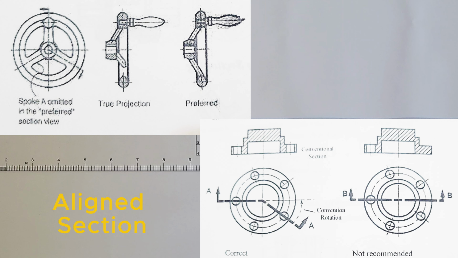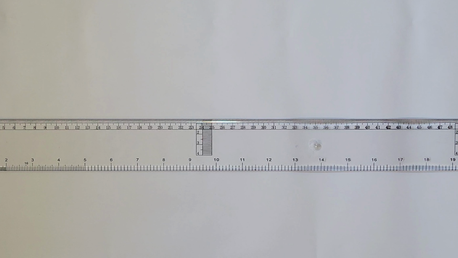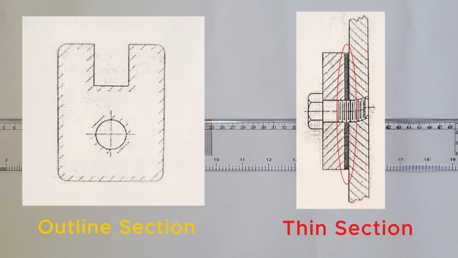Aligned section. When objects like wheels or spokes are cut, we sometimes rotate features into the plane to make them easier to show in true shape. This is called an aligned section. Outline and thin sections. Sometimes only the outline or boundary of a sectioned area is hatched. In very thin parts like gaskets, we might fill the section solid black instead of using hatch lines.